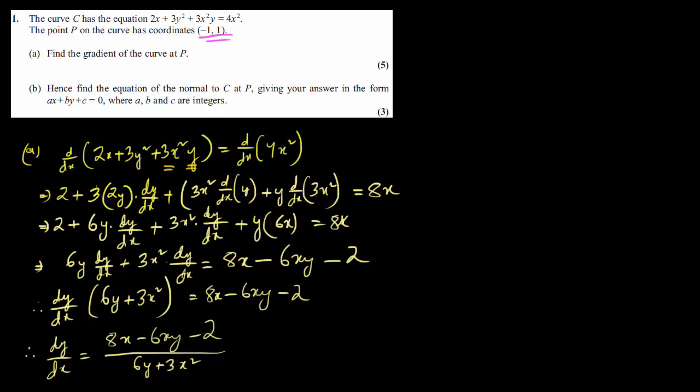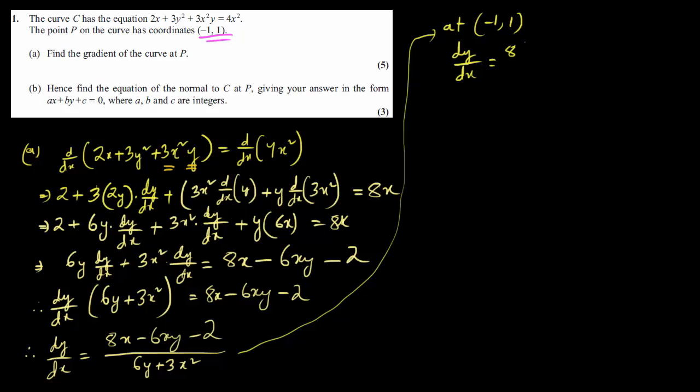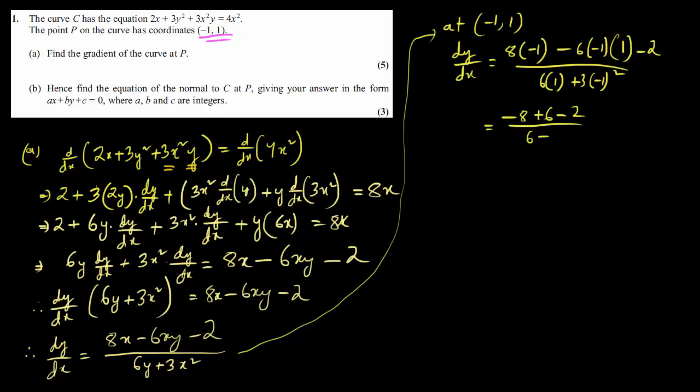So let me do it over here. At the point (minus 1, 1), dy by dx would be equal to 8 into x, x is minus 1, minus 6 into minus 1, y is 1, minus 2, divided by 6 into 1 plus 3 into minus 1 squared. This turns out to be minus 8 plus 6 minus 2 divided by 6 plus 3, which is going to be 6 minus 10, which is minus 4 by 9.